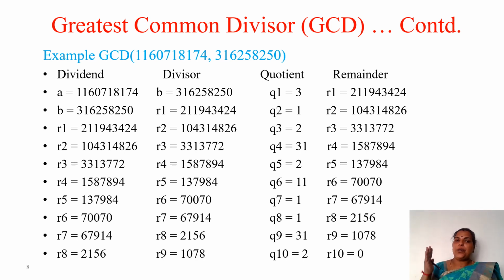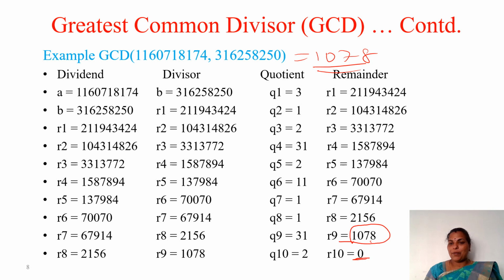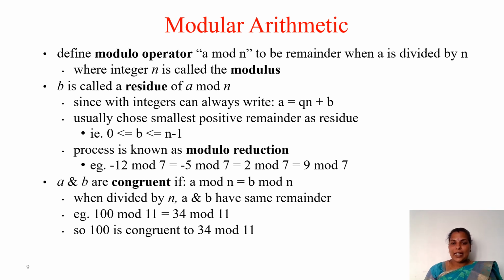But we are splitting it into dividend, divisor, quotient and remainder. But the same procedure you have to follow. Finally, we are getting the remainder as 0. Here the remainder is 0. So how do you find the answer of the GCD? It is the previous step's remainder. So here it is 1078. So the GCD of these two numbers is 1078. This is the answer. If time permits, please work out and check whether this answer is correct or not, all the computations.